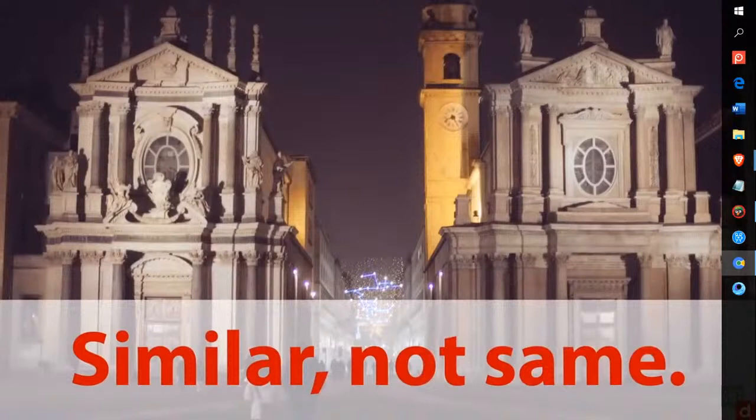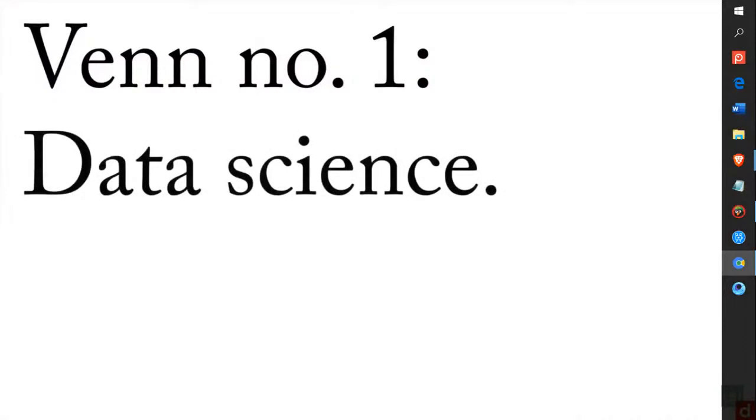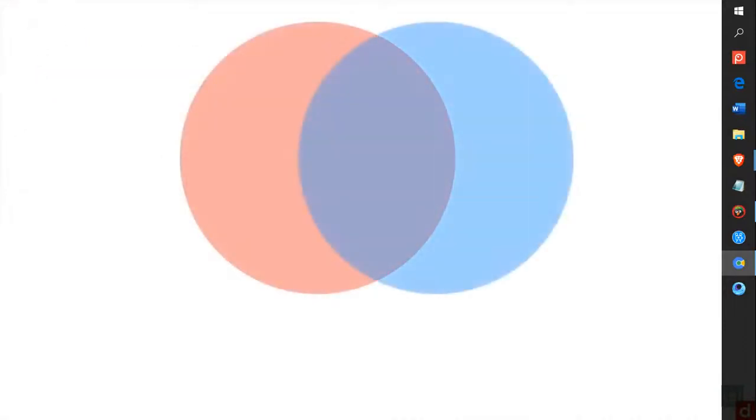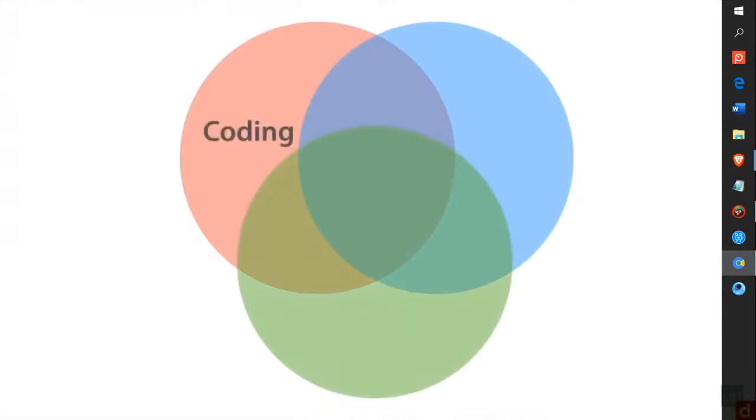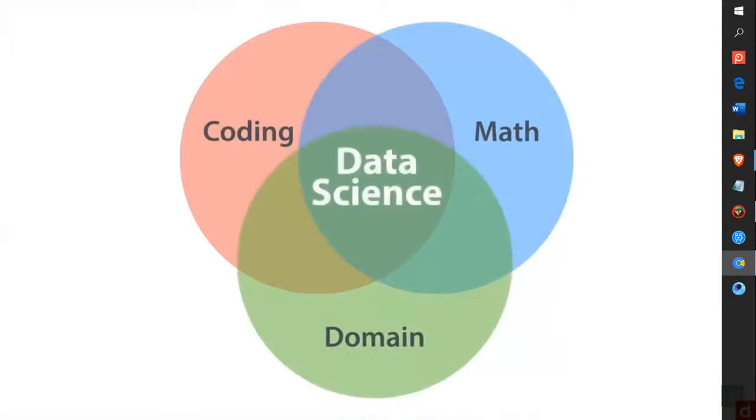Part of the problem stems from the fact that data science and big data both have Venn diagrams associated with them. So for instance, Venn number 1 for data science is something we've seen already. We have 3 circles, and we have coding, and we have math, and we have some domain expertise that put together get data science.